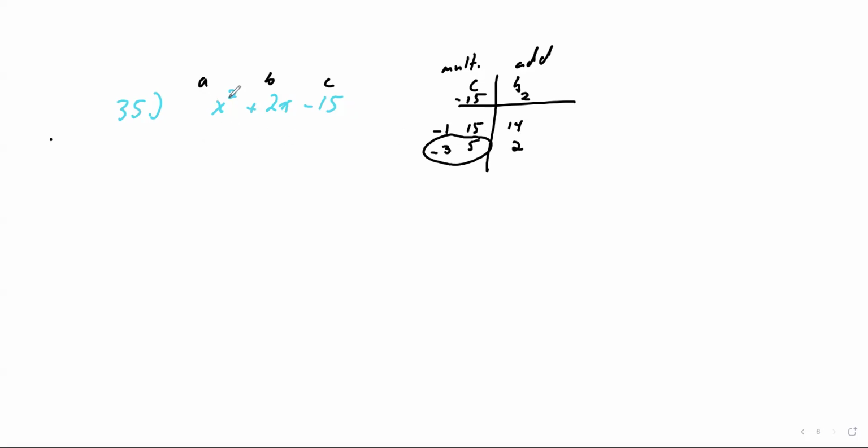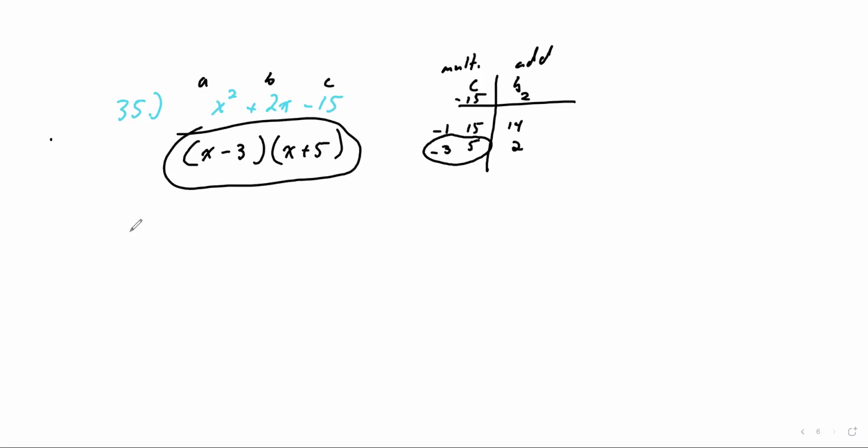So then a trinomial will always factor into 2 binomials with the leading term of x. And then now you just write your factor. So minus 3 plus 5. If you said plus 5 then minus 3, you're still correct. All right? Let's do another one.